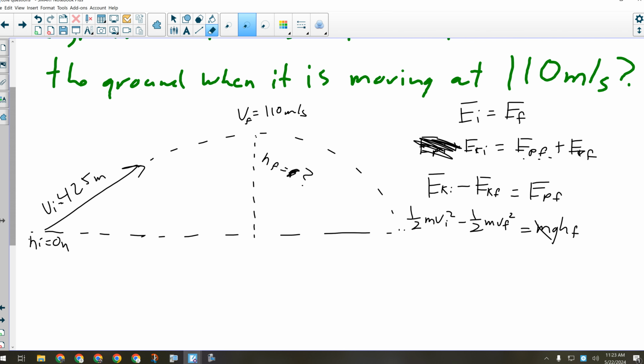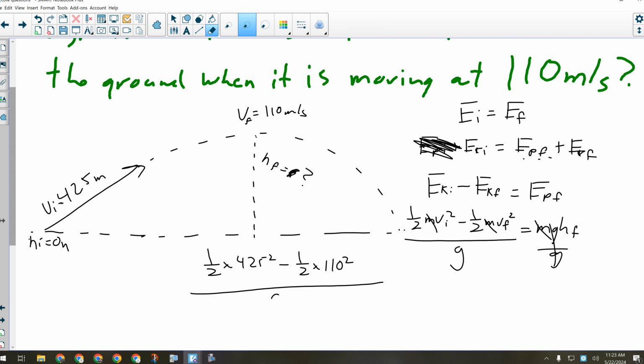M is in every term. Mathematically, it can be eliminated. What do we have to do with g? Divide it over to the other side. Now I'm solving for HF. Put in my numbers. 1/2 times 425 squared minus 1/2 times 110 squared divided by 9.81.